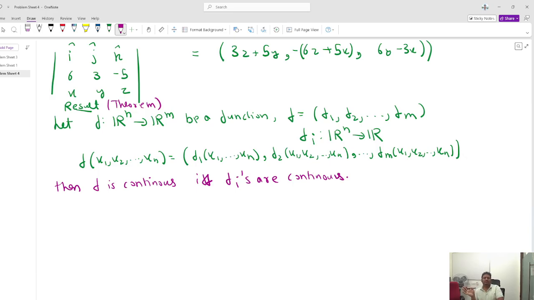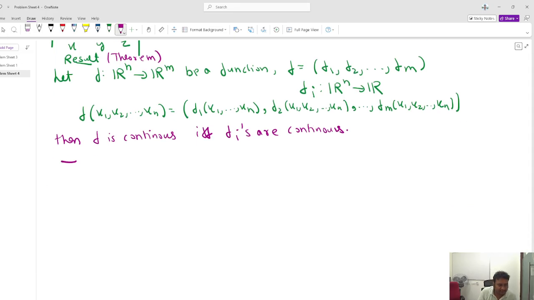Anyway, you will be using this result in the reverse direction. So let us prove the reverse direction. So let the fi's be continuous, and you have to show that f is continuous. So let epsilon bigger than 0 be arbitrary.